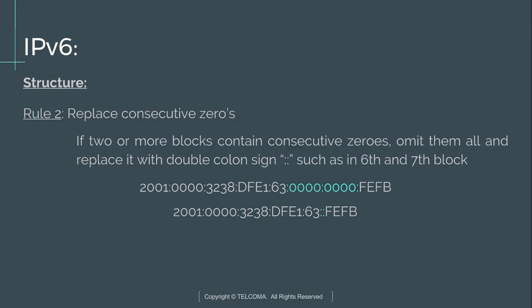The next rule is to replace consecutive zeros. If two or more blocks contain consecutive zeros, we omit them all and replace them with a double colon sign, as shown in blocks 6 and 7. These are consecutive zeros and they are replaced by the double colon. You can see that the IP address is now much shorter than the long address.